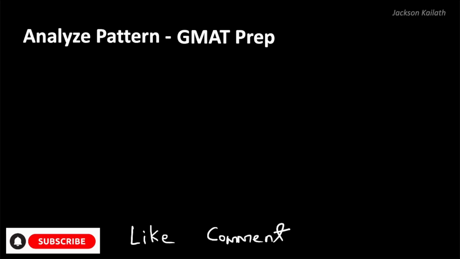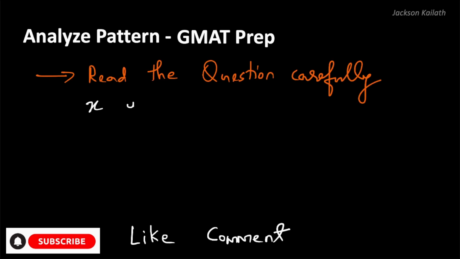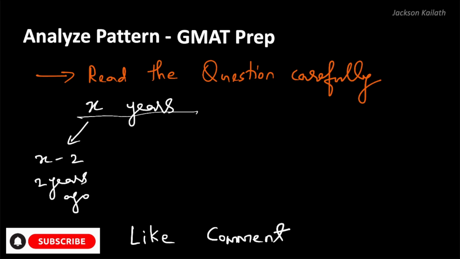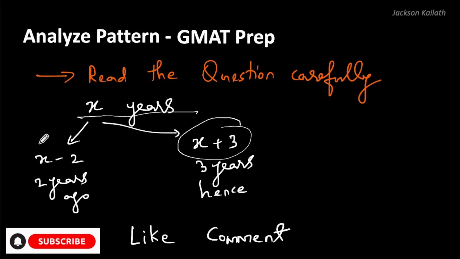Alright, so we have solved these 3 questions. Now let's quickly analyze what we can learn out of this, so that if you get these type of questions on the GMAT, you will be able to accurately solve it in a quick manner. So the important thing over here is you have to read the question carefully. So let's say somebody is x years old now. Now 2 years ago, that person would be x minus 2 years old. And let's say 3 years hence, or 3 years from today, that person would be x plus 3 years old.